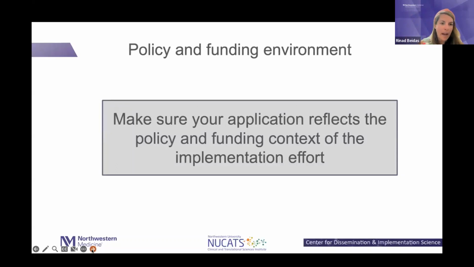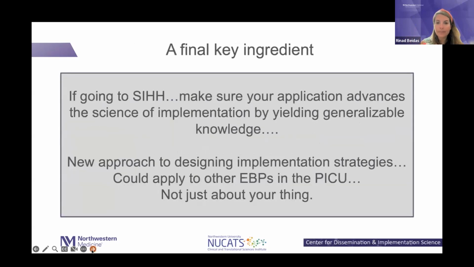And I think this is the final ingredient before I wrap us up. Make sure your application reflects the policy and funding context. So if you're trying to study implementation strategies that could never be carried out at large scale, then that is more of an efficacy implementation study, and I wouldn't recommend it. I think it's much more important for us to be deploying strategies that are actually feasible to be deployed in practice so that we can advance and have impact, which is really the goal of the field.